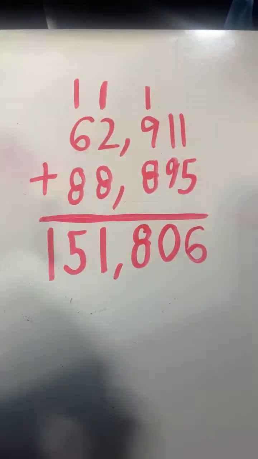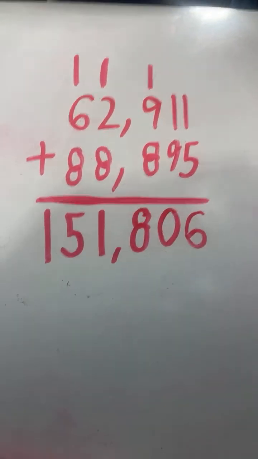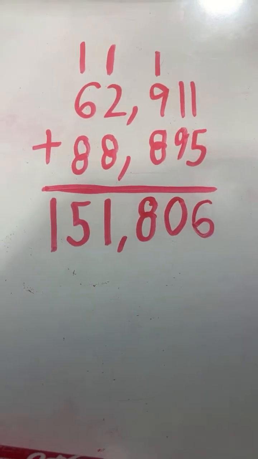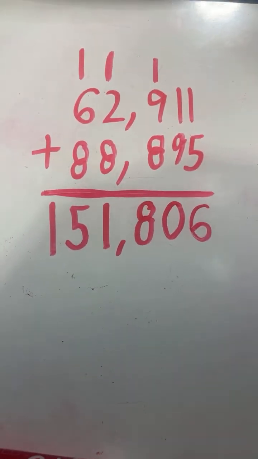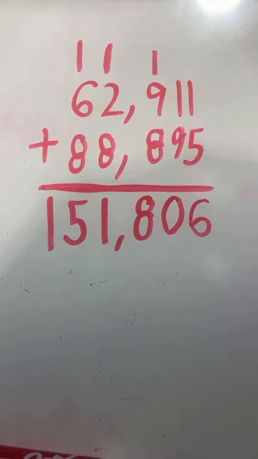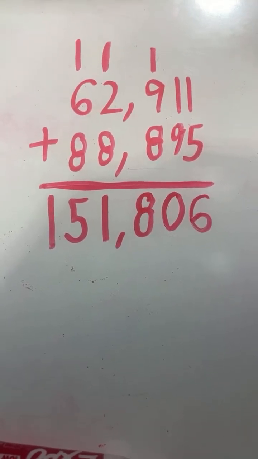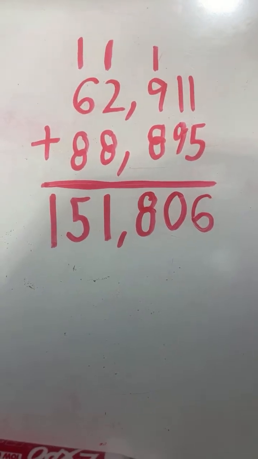And we have our final answer: 62,911 plus 88,895 equals 151,806.